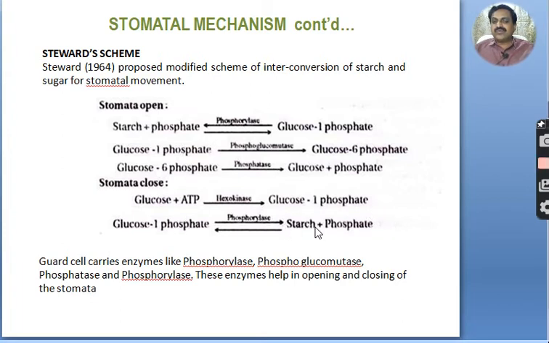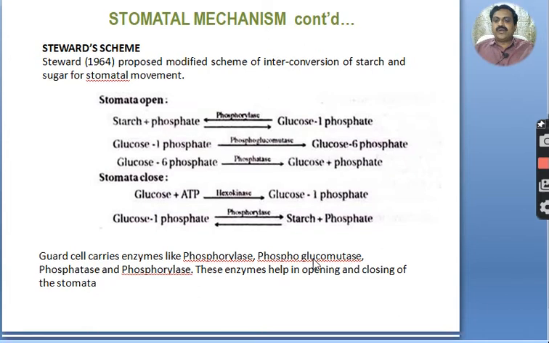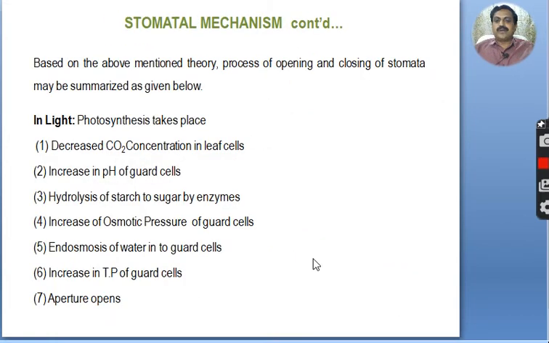Since starch is formed, the concentration of the cell sap of the guard cell decreases. As a result, exosmosis takes place, water flows out of the guard cells, the turgor pressure drops down, the cells become flaccid, hence the stomata closes. This is how Steward explained the opening and closing of stomata.